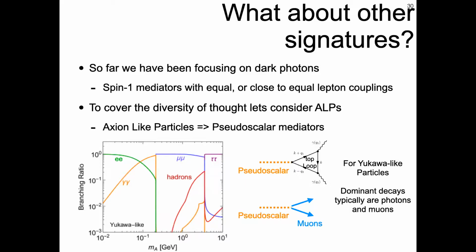If it's lighter, it will decay predominantly to muons, right? And if it's really light, below the dimuon mass, it will decay to either photons or electrons, right? So this gives you your ALP bounds.